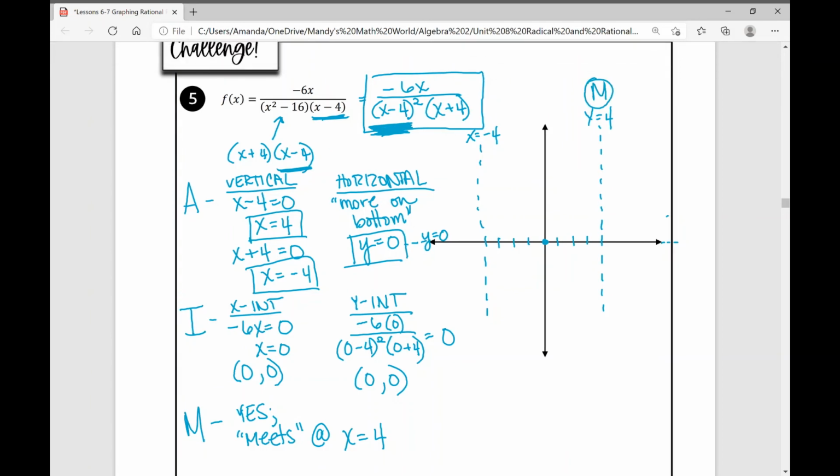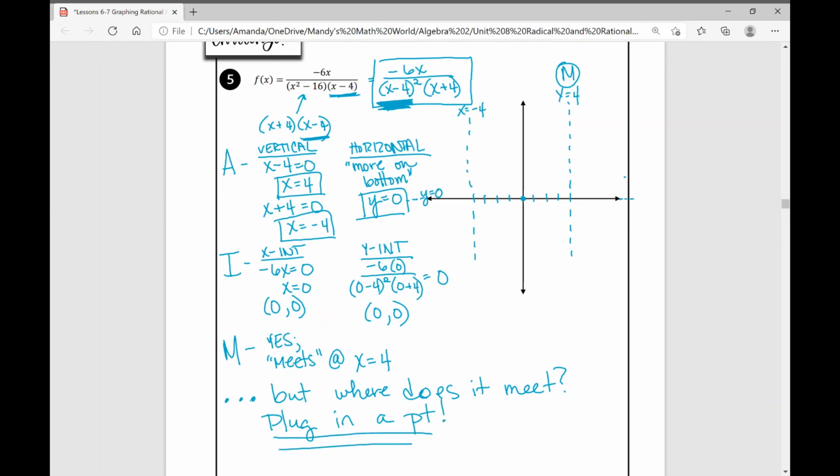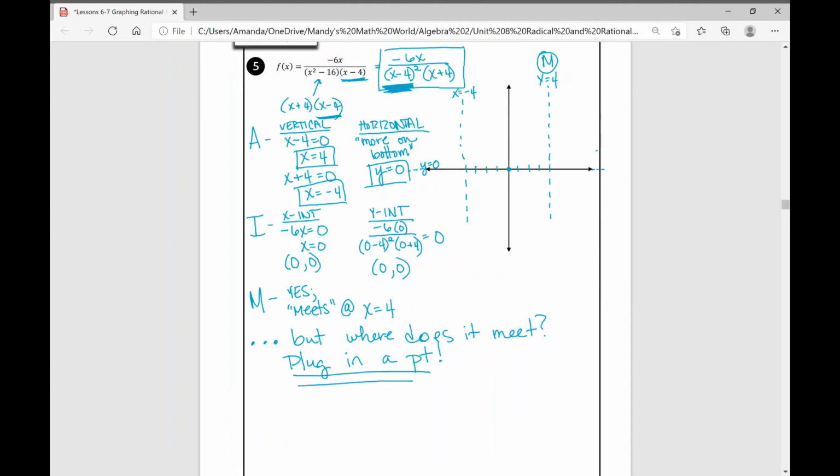So the question now becomes, well, I really don't have enough information to finish this graph. But where does it meet? You can always, always, always plug in a point. So what point do we want to find in this function? We could find when x is 1, when x is 2. Let's find f of 1.